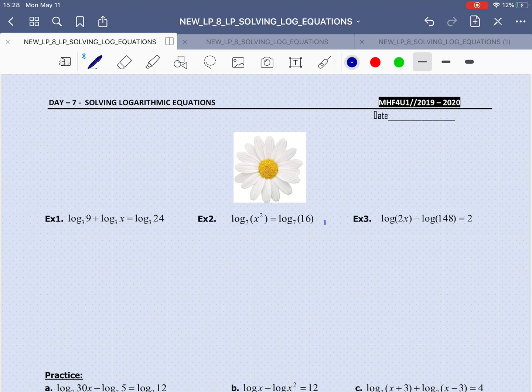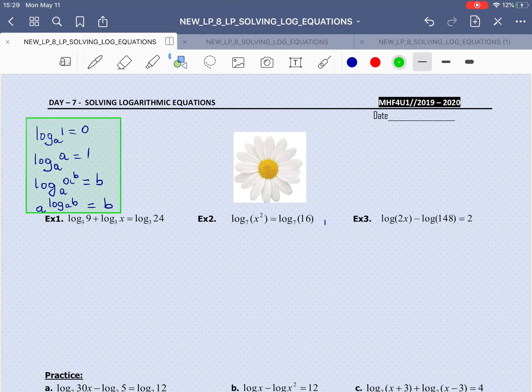So the first logarithmic property states that the log with base a of 1 equals 0. The log with base a of a equals 1. The log with base a of a to the power of b equals b. And a to the power of log with base a of b equals b. So all these are what we call the logarithmic properties.